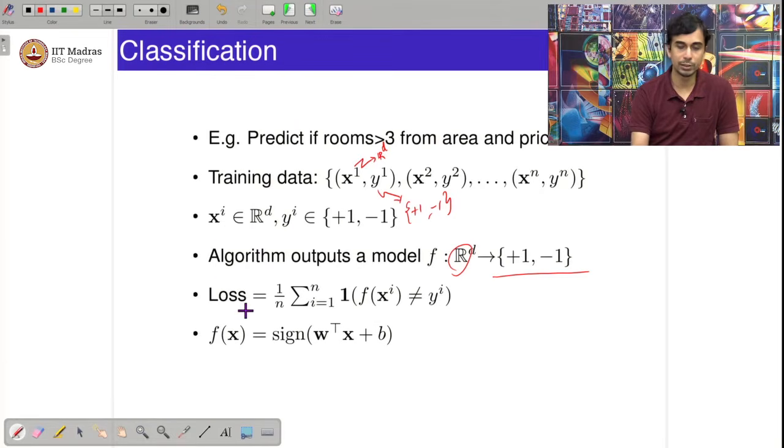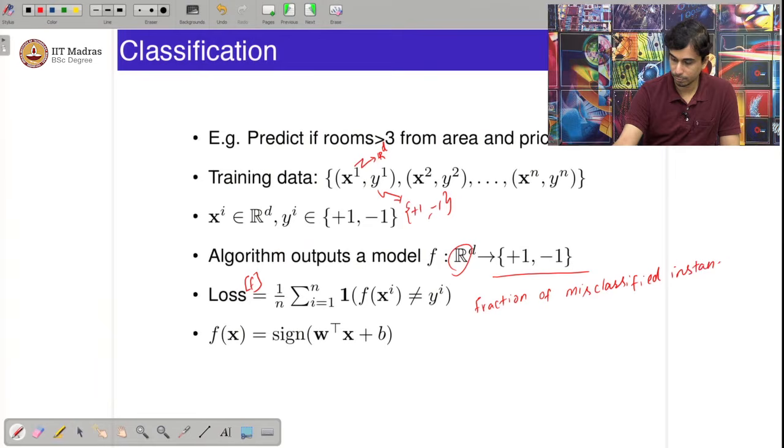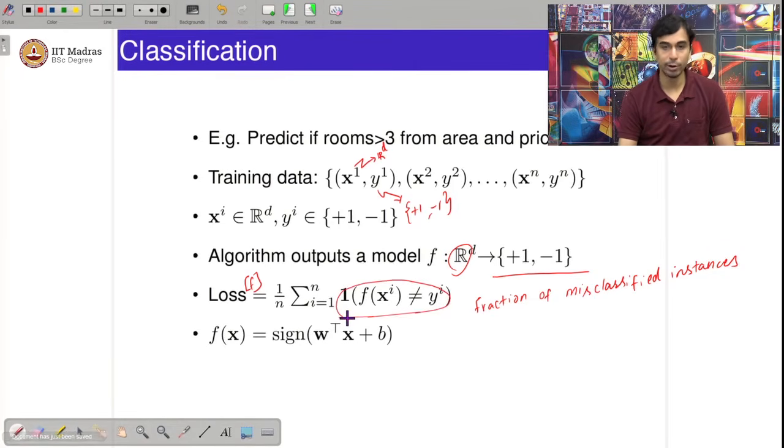So, what you have here is the loss of a model f is simply the fraction of misclassified instances, right. So, that is why you have the indicator predicate, that is indicator of f of xi not equal to yi. So, this particular term is going to be equal to 1 if f of xi is not equal to yi, and it is going to be equal to 0 if f of xi is indeed equal to yi, right.